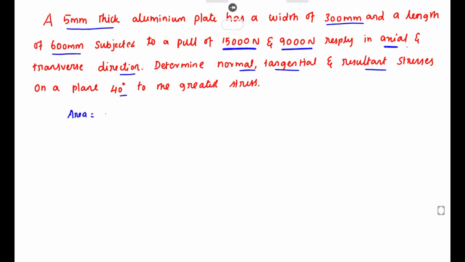So area equals the 5 mm thickness into the width of 300 mm, so 5 into 300. Now we got the value of 1500 mm square. Now we can take the axial stress, that is sigma 1. Load divided by area: the axial load is 15,000 divided by the area we found, 1500. So we got the value of 10 Newton per mm square. This is sigma 1, the axial stress.